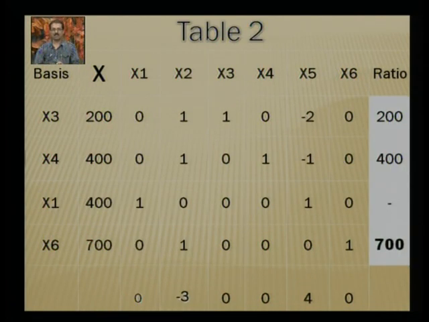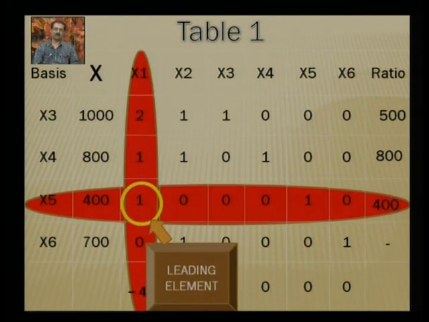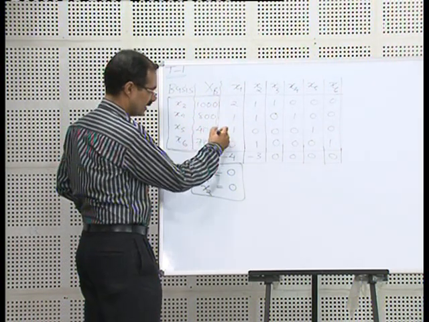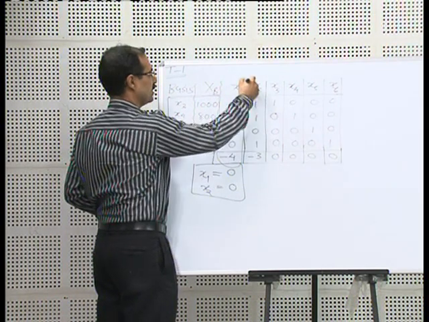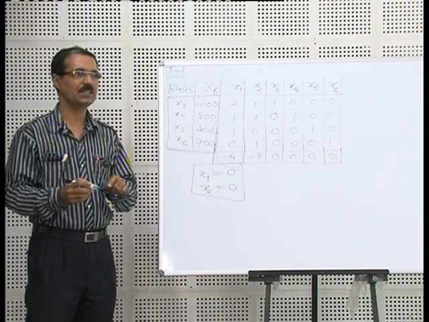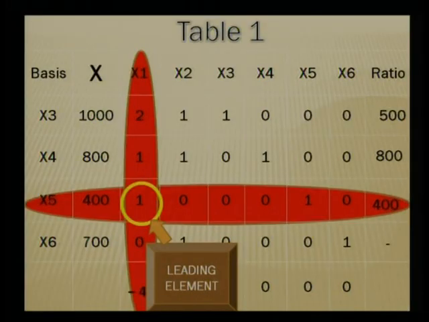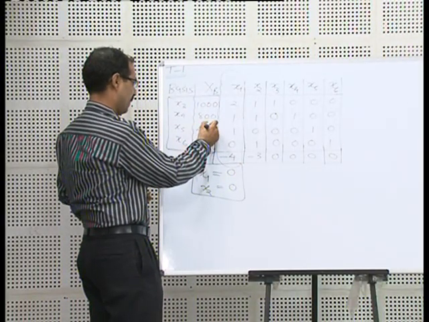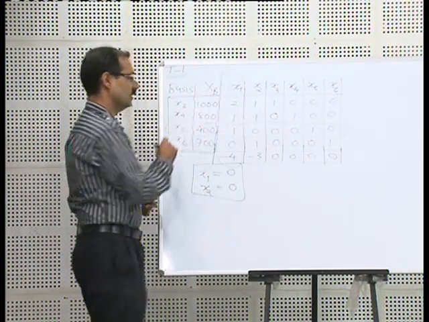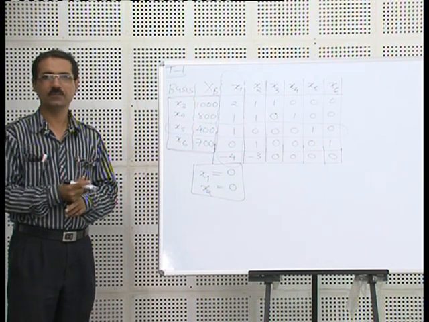Now the question is, this table 1 will be changed to table 2, and the question is how to do that. Once again we come to the board and we will see how this process is done. As we could see in the slides, this column was selected first. Then we had ratios, and after that we selected the minimum positive ratio. That ratio was 400, so that row was selected. This process is what we have done so far.